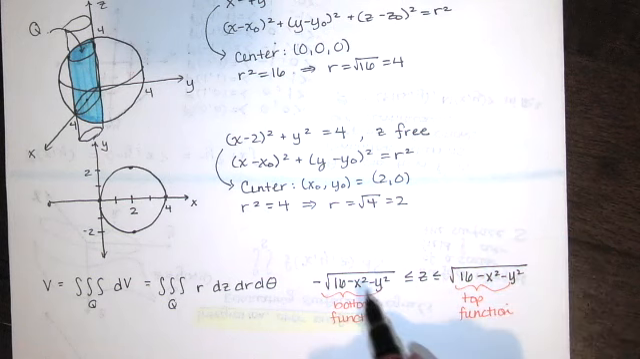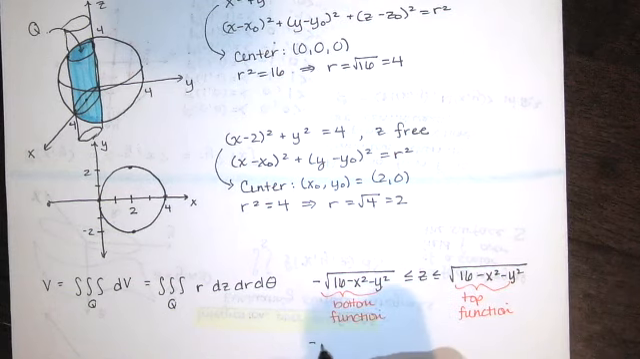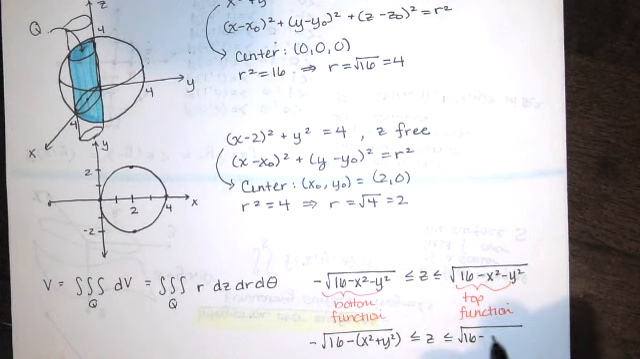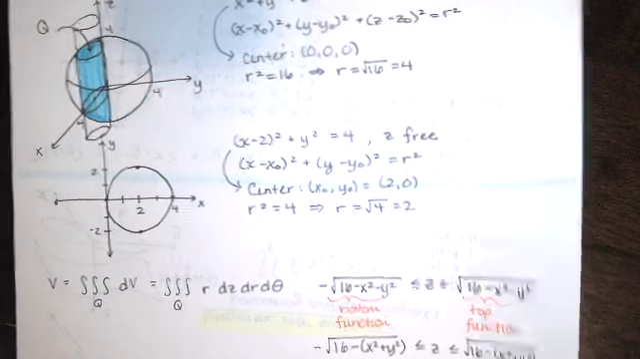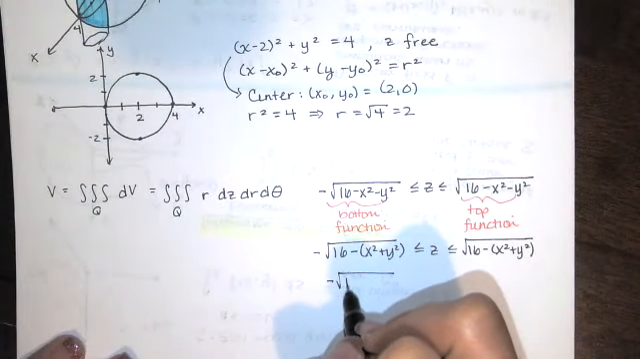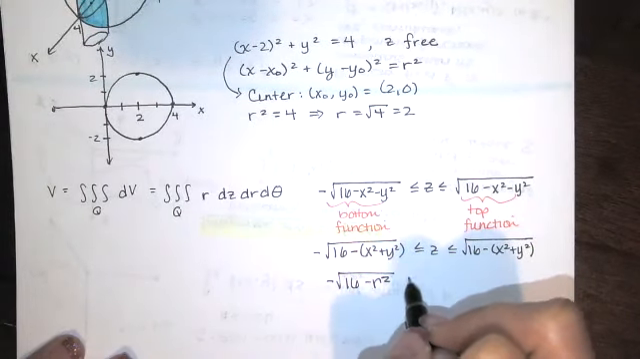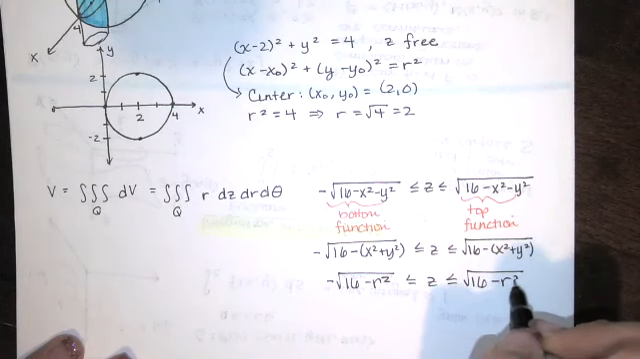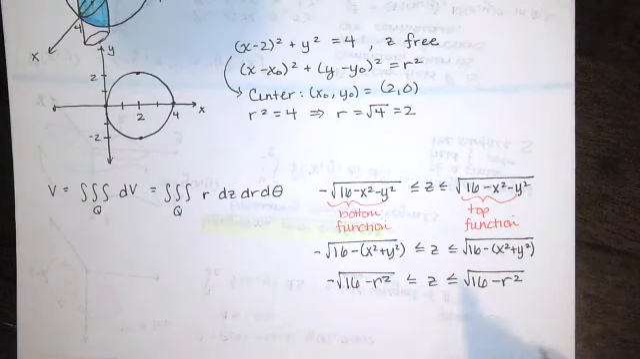Which is easy enough to do. I'll just factor out that -1 inside the radical. So 16 minus the quantity x squared plus y squared under that radical. And remember, in cylindrical coordinates, x squared plus y squared is r squared. So this is the negative square root of 16 minus r squared and the positive square root of 16 minus r squared. So those are our bounds for z.